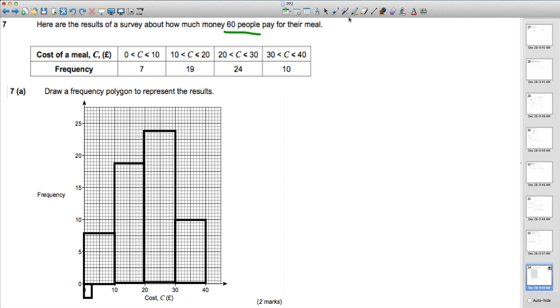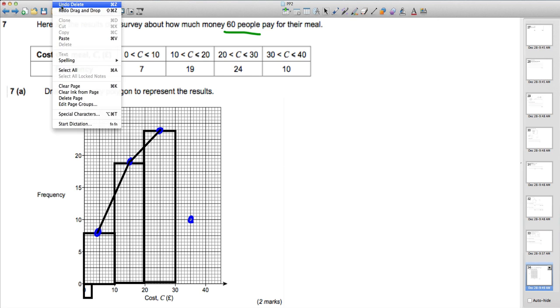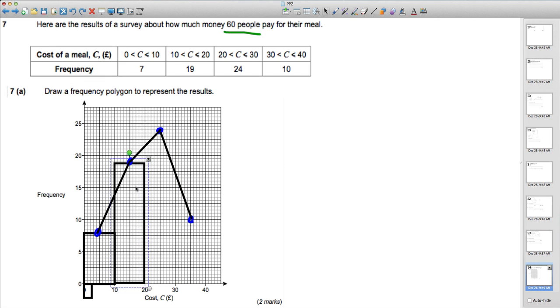Now, it wasn't a bar chart they asked for. It asked for a frequency polygon. It's the midpoints of these bars joined up together. That's what a frequency polygon is, as follows. Okay, and really, you shouldn't need the bars there at all. Okay, it should just look something like this.